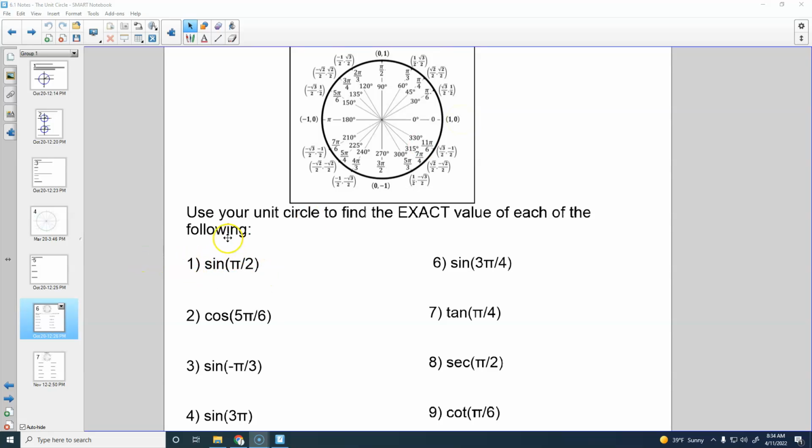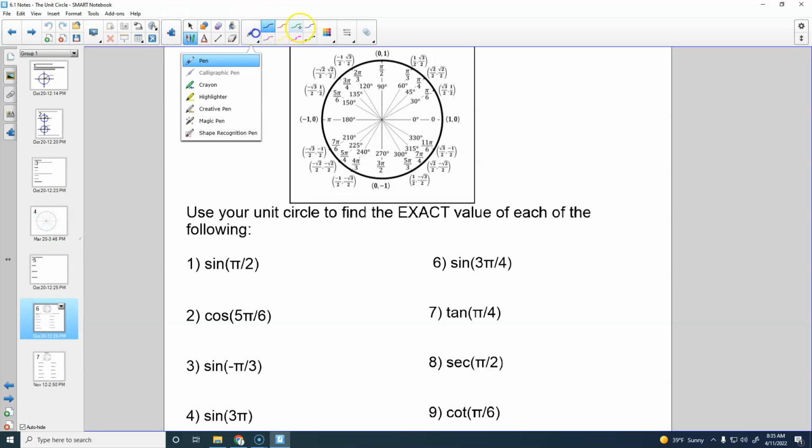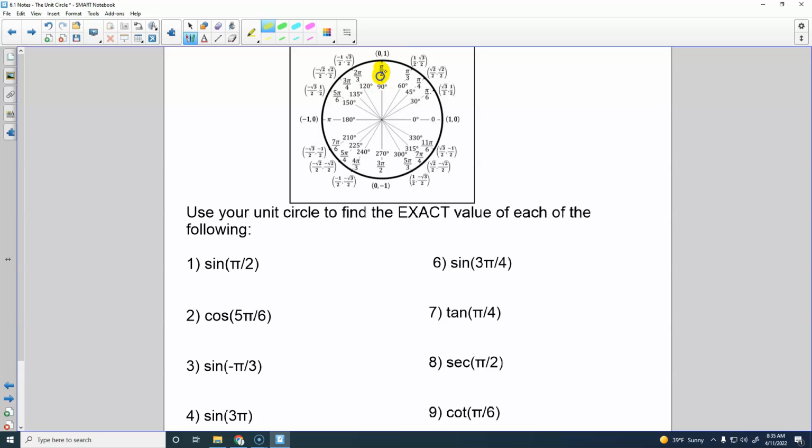So, for example, if I'm looking at number 1 here and I want to find sine of pi over 2, then I'm just on my unit circle going to go to pi over 2, and sine is the y coordinate. So I would look at the y coordinate for sine. It is 1. So that tells me that sine of pi over 2 equals 1.